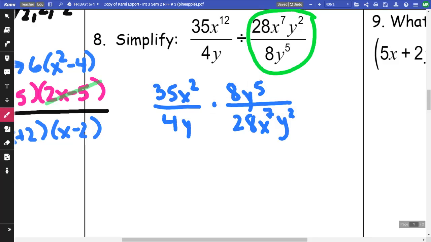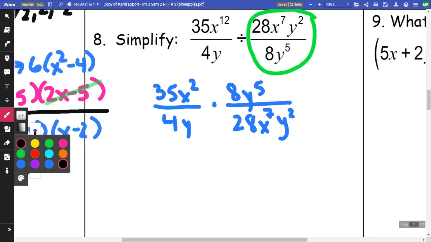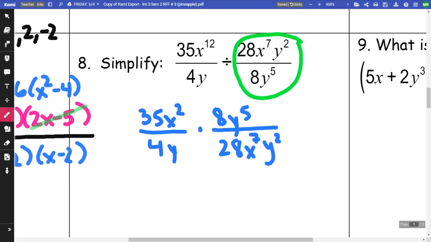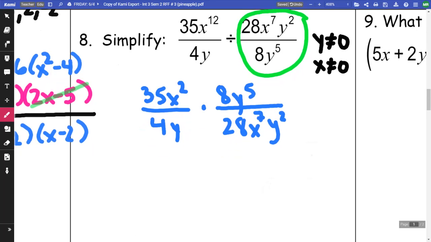Now, in terms of any restrictions here, I need to give restrictions on my denominators at any point there is a denominator. So I am going to have y cannot be 0 from the original setup. Now that I flipped it, I also am going to have x cannot be 0 because that would give me a 0 also in the bottom.